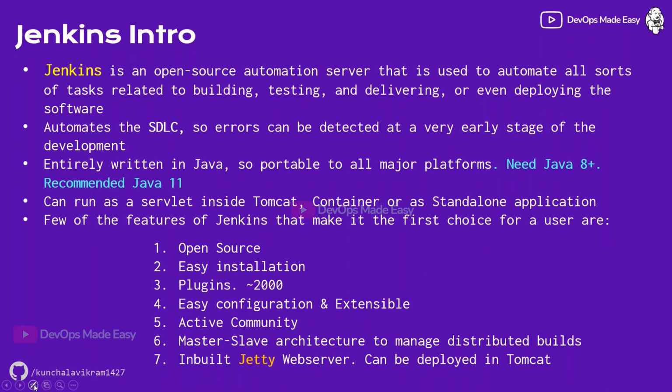So what is Jenkins? Jenkins is basically an open source automation server. It is written in Java. So it automates the complete software development lifecycle, so errors can be detected at a very early stage of development. It is entirely written in Java.